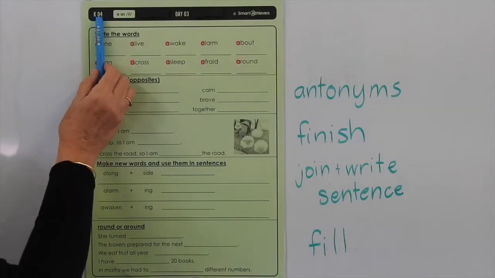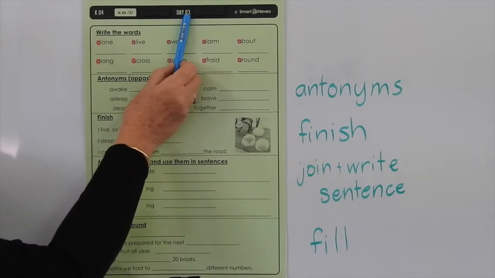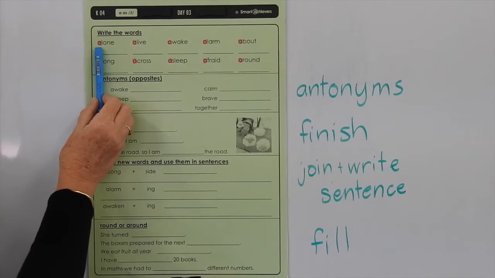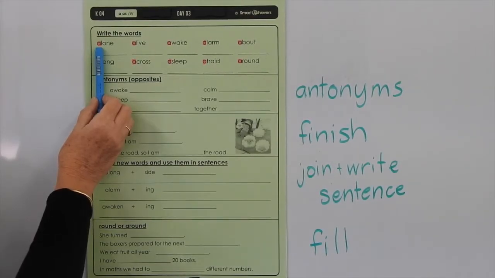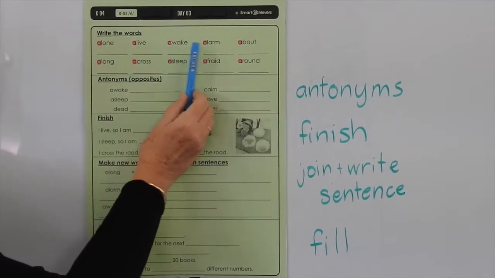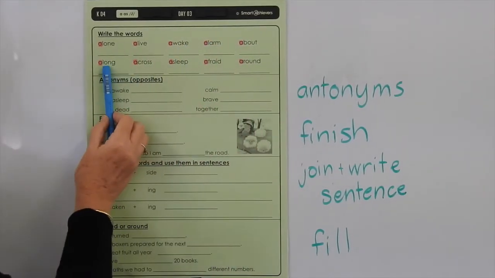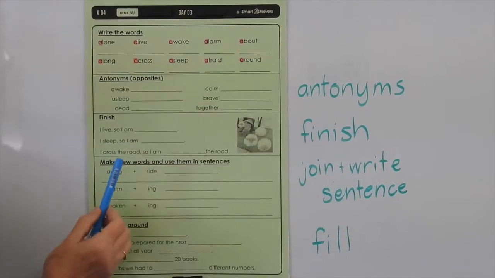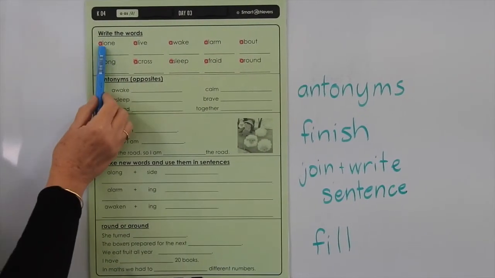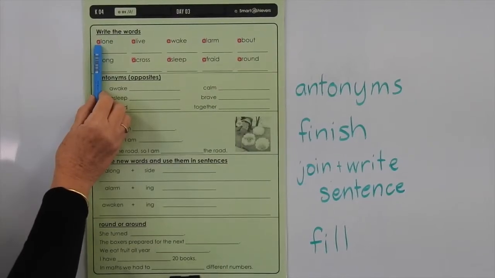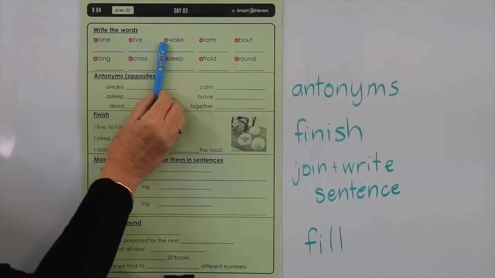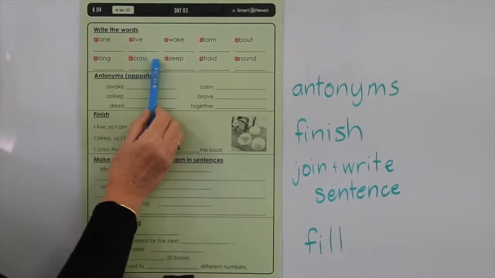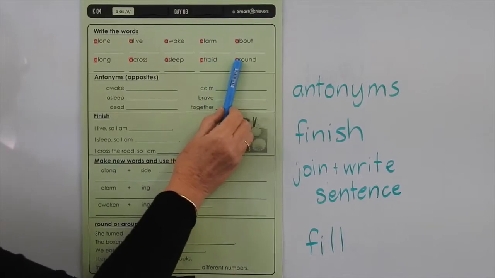This is Level K, Day 4, and we're doing the Day 3 page. And here we're looking at the letter A making a schwa sound at the start of these words. So we've got uh-lone, uh-live, uh-wake, uh-larm, uh-bout, along, across, asleep, afraid, uh-round. If you want to pronounce them correctly, you would give this A a long sound. So it should be alone, alive, awake, alarm, about, along, across, asleep, afraid, around.